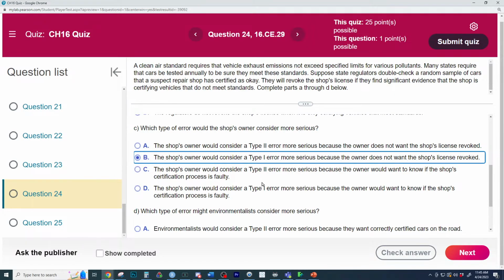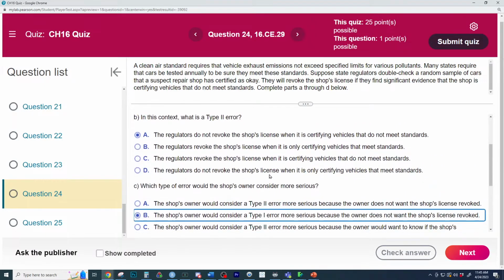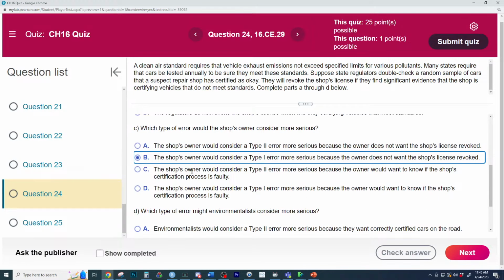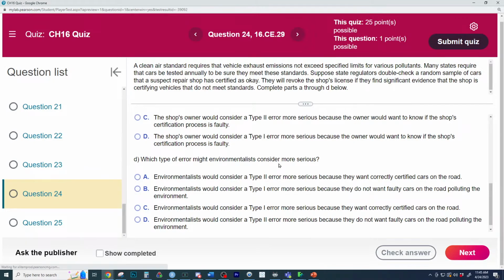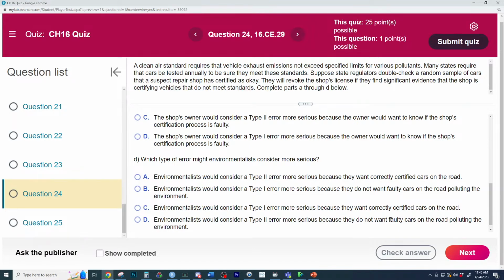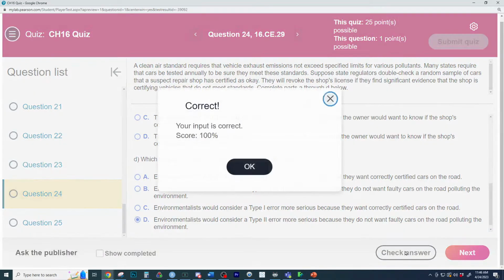So the type 2 error is when they are a bad shop and they're doing faulty inspections of vehicles that don't meet the standards. I mean, one could mark this, but it literally goes to knowing the intent of the shop owner, and I think they're going to care more about their shop being open. But this means they're running a shop that certifies vehicles that aren't meeting standards. And then there's the environmentalists. So now they're going towards environmentalists with the type 2. In a type 2 error right here, because they do not want faulty cars polluting the road, that should be correct. There we go.